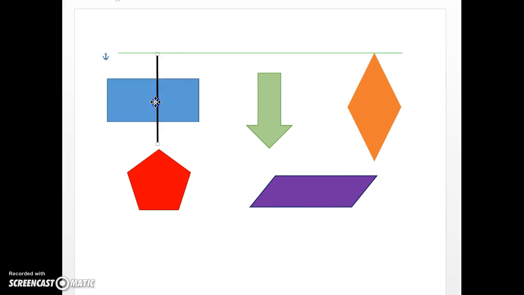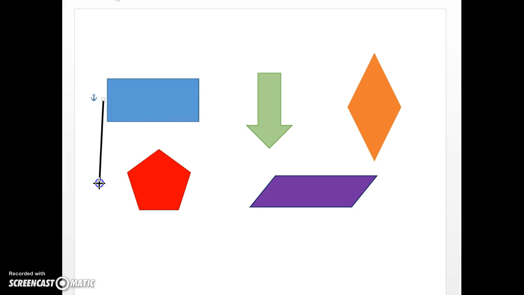Reflectional symmetry, like for instance this rectangle, has one line of reflectional symmetry that goes down the middle here. Because if I folded this rectangle over this line, this half would land on this half. It also has reflectional symmetry going the other direction, like this. It's not a very straight line, but you get the idea. If I were to fold the rectangle in half this way, it would reflect over this line.